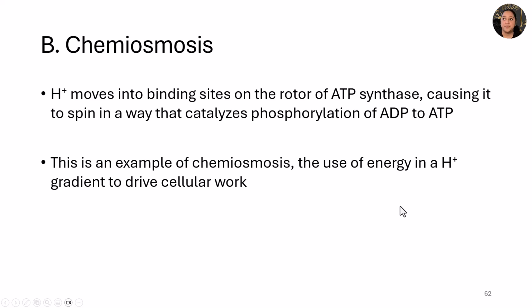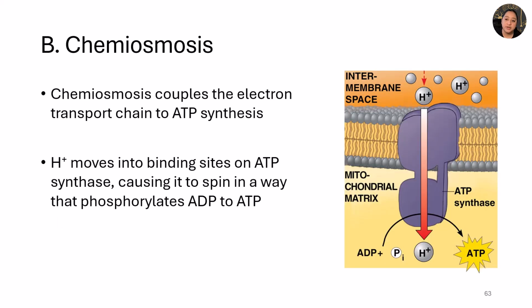Oxidative phosphorylation is one kind of chemiosmosis, and there is another kind of chemiosmosis that we'll talk about next lecture. So that's why it's those two parts, the electron transport chain and chemiosmosis, that make oxidative phosphorylation happen. Chemiosmosis is what couples the electron transport chain to actually making ATP.